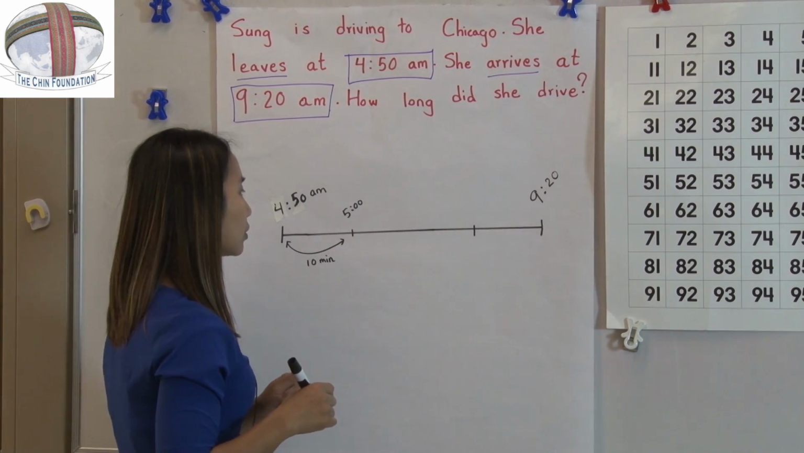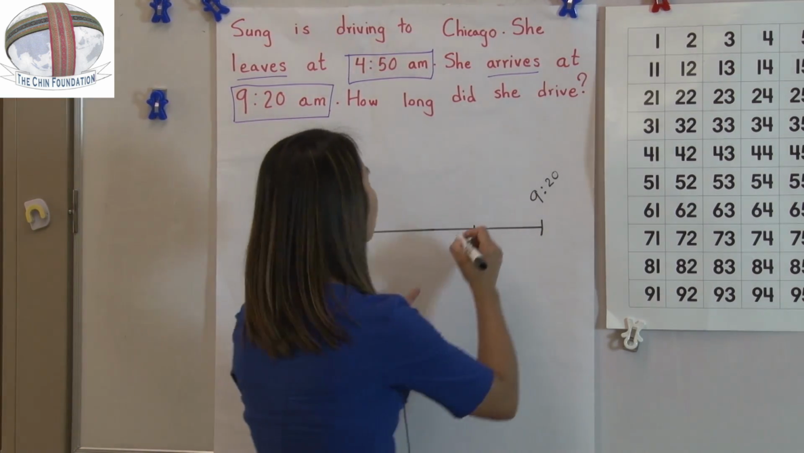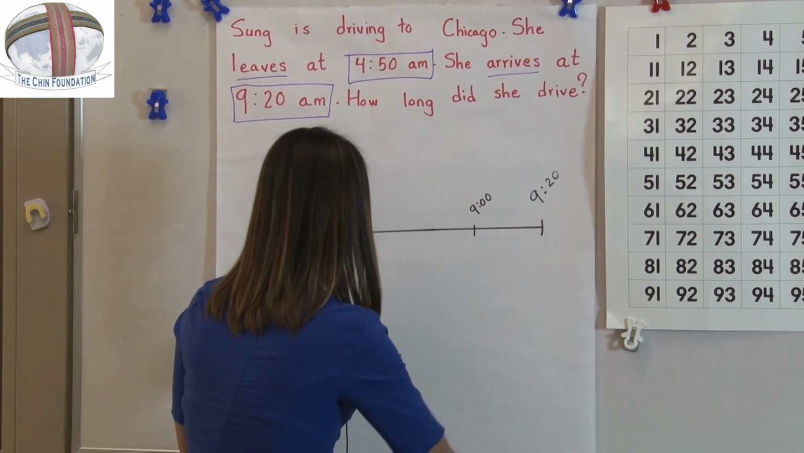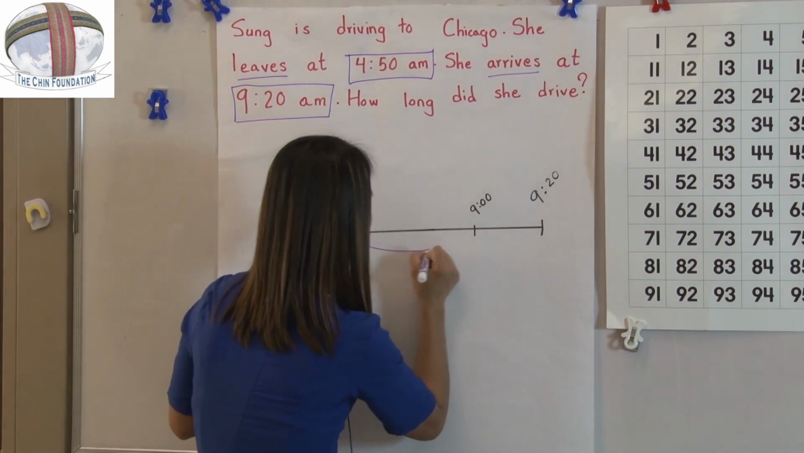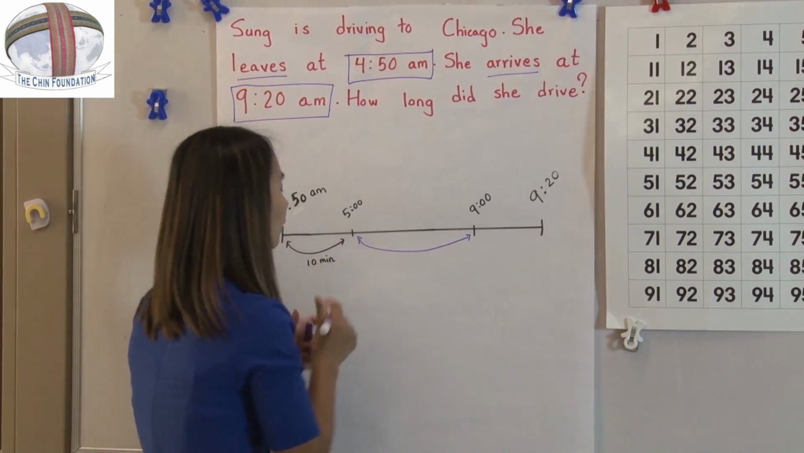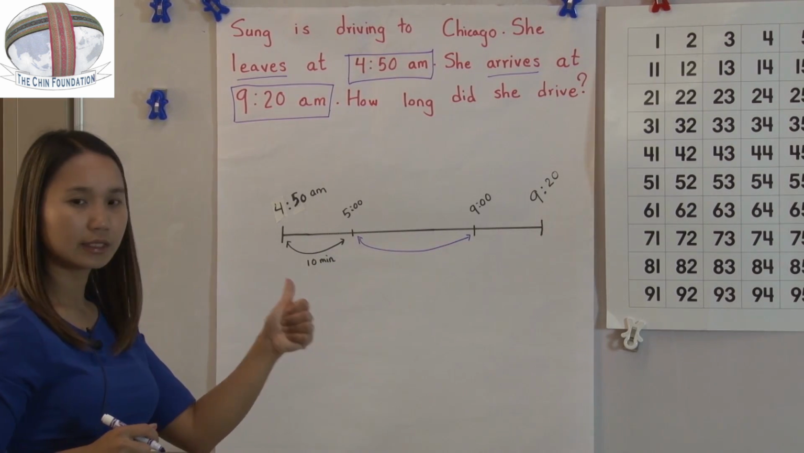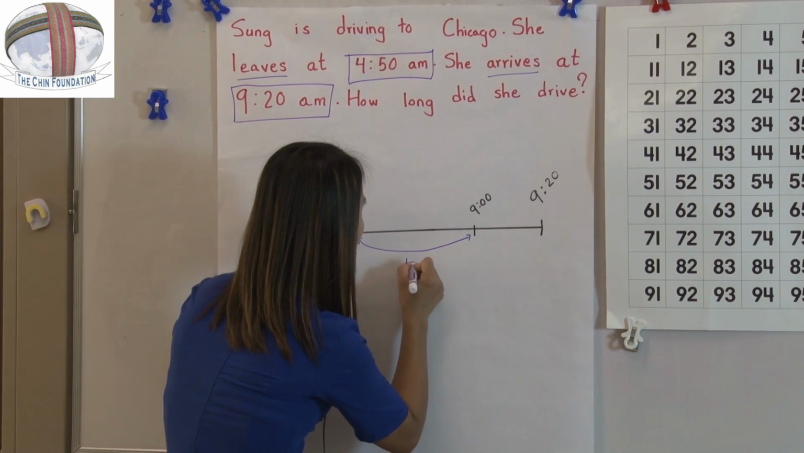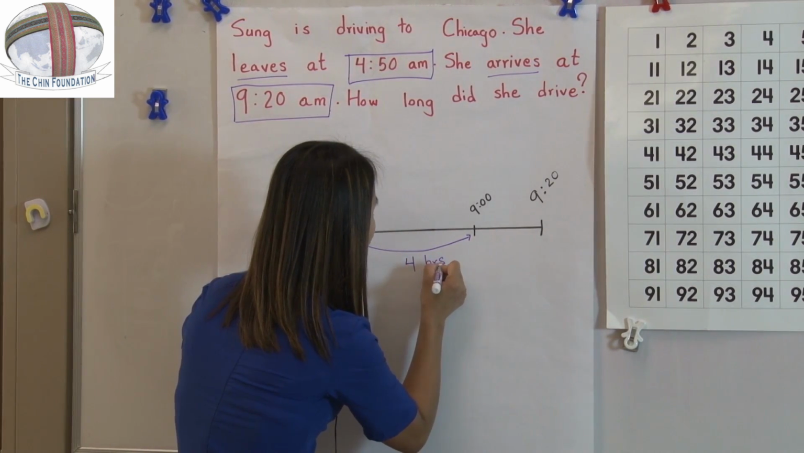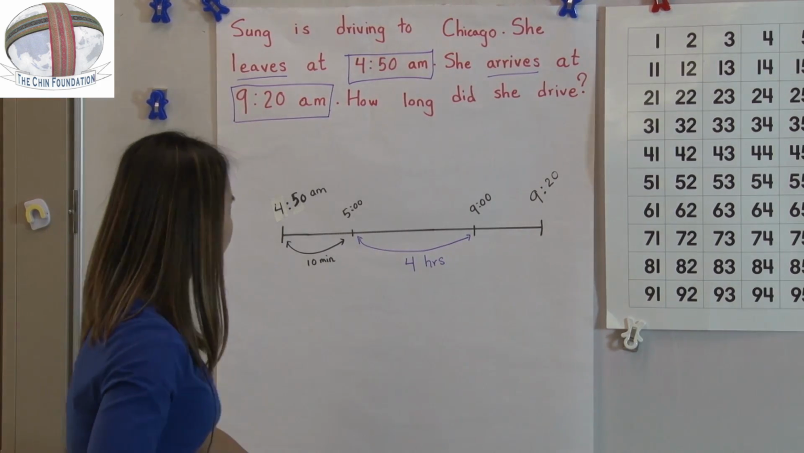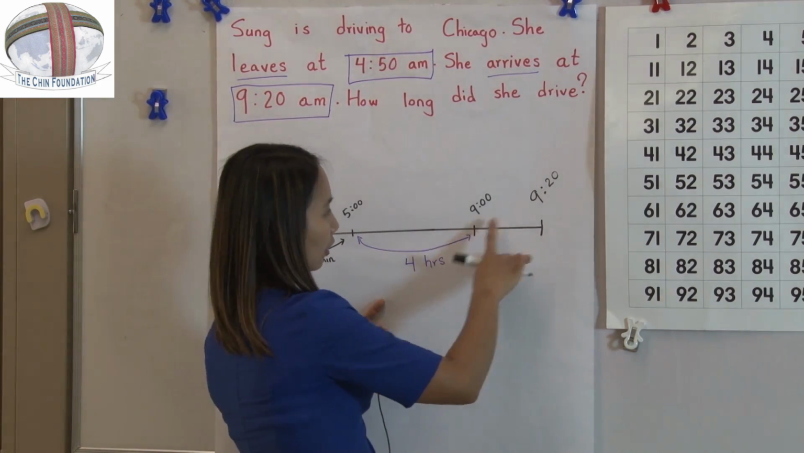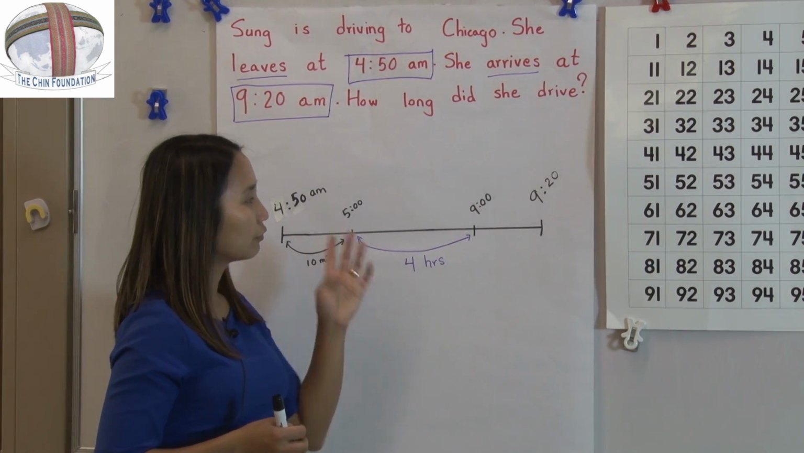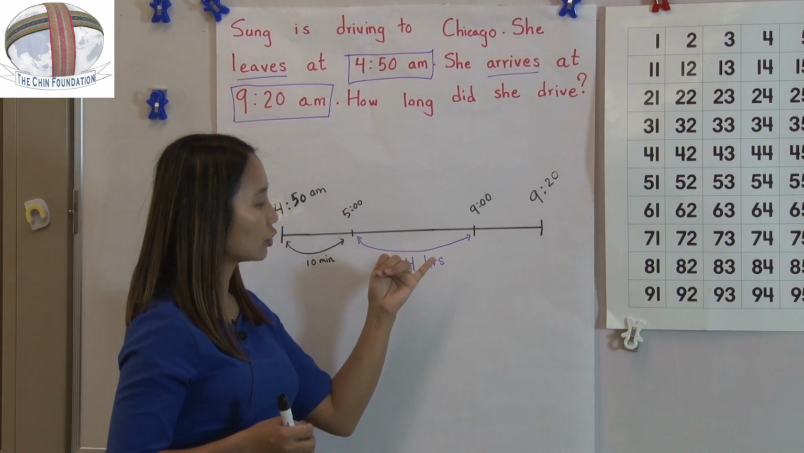Round up how? We round up to 9 o'clock, okay? 5, 6, 7, 8, 9. That is 4 hours, okay? But to continue, from 9 o'clock to 9:20, the minutes are 5, 10, 15, 20.